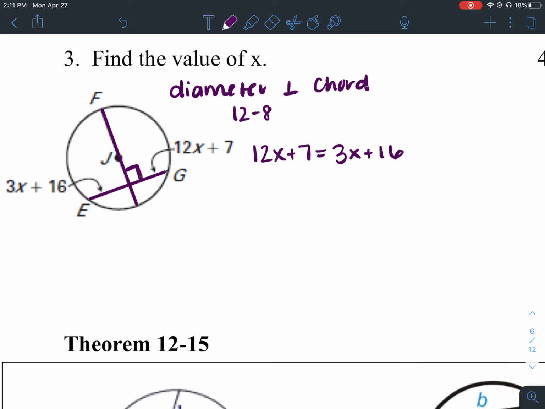We can solve for x. So we get 9x equals 9, so x equals 1. And all I'm being asked is to solve for x. They don't ask me to go back and find any distances or any lengths. Remember, we always want to double check and say, what is the question actually asking? This one just asked for x. We found x, so we're good. We don't need to plug it back in.